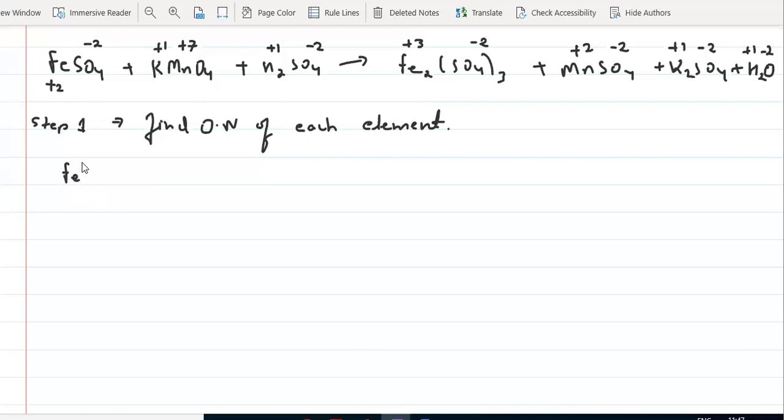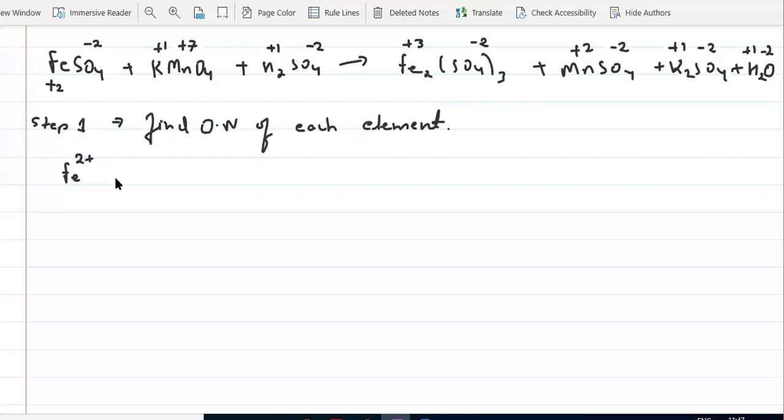Second step: find out which is your oxidation reaction and which is your reduction reaction, for example Fe2+. Or just remove the spectator ions. What do you think, which is your spectator ion? SO4 2- is your spectator ion, yes or no? K+ is your spectator ion. Just write the components whose charge is changing, as simple as that.